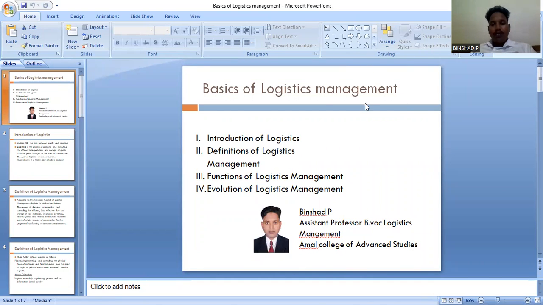Today, I'm going to tell you some basics of logistics management, mainly an introduction to logistics management: definitions of logistics and logistics management, functions of logistics management, and evolution of logistics management. So, welcome to this session, and I would like to discuss the introduction of logistics management.